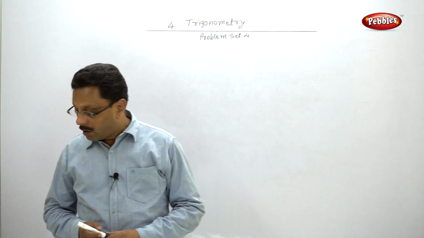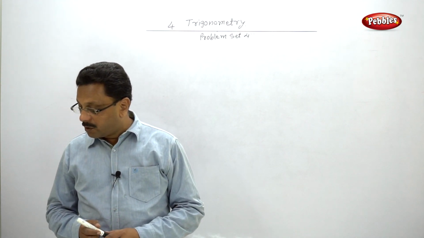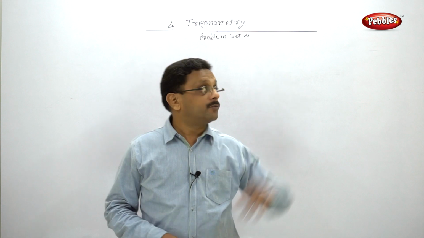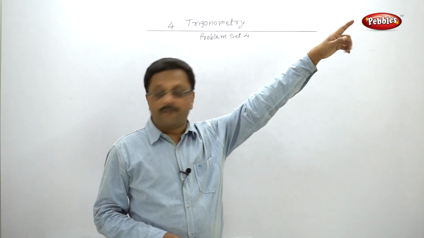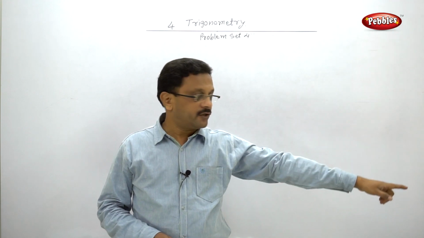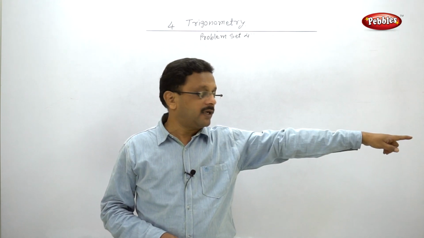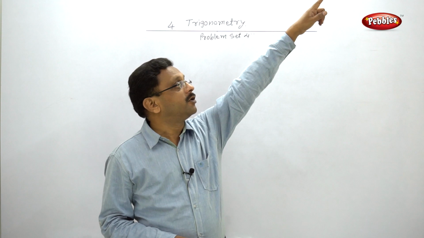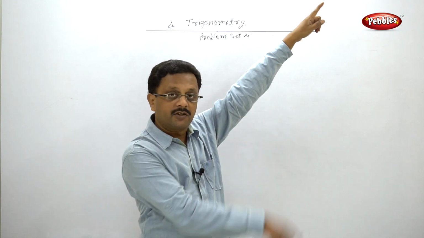First I observe the bird in the north at an angle of elevation of 30 degrees. So what will the angle of elevation be? From here, this is my line of vision. Now I watch the bird here. So this angle is 30 degrees.